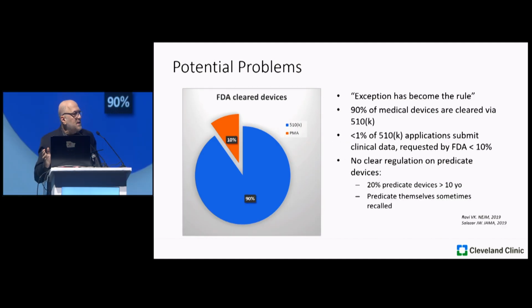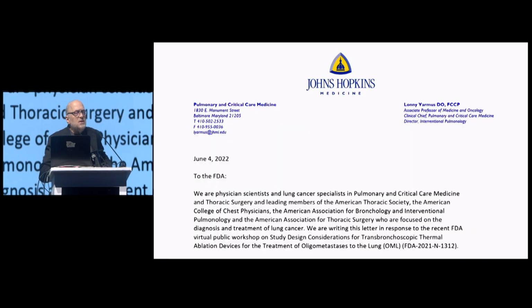Now, there are potential problems associated with this, because the exception has become the rule. 90% of medical devices in the US are cleared via the 510K process. Less than 1% of all applications submit any clinical data, and any data requested by the FDA occurs in less than 10% of all approvals. And there's no clear regulation on predicate devices. 20% of the predicate devices that led to clearance were more than 10 years old, and the predicates themselves, at the time of the 510K process, were sometimes recalled afterwards. So this could lead to people getting very concerned and upset.